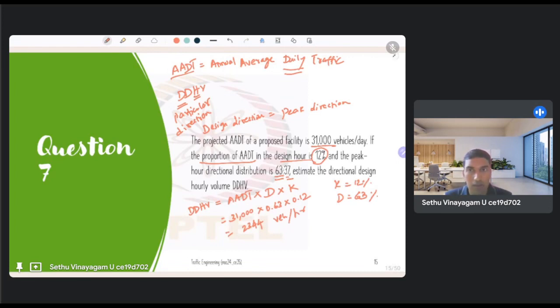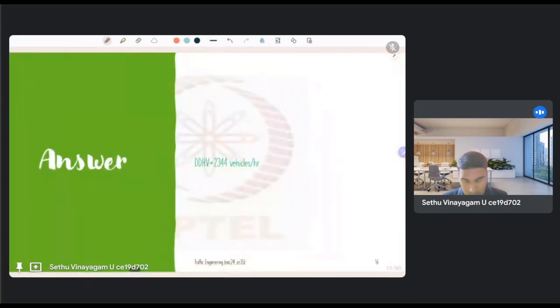directional design hourly volume derived from the projected AADT. Right, so 2344 vehicles per hour is what is expected, and we design a facility for this volume. So this is the peak demand, in any particular hour that we expect.